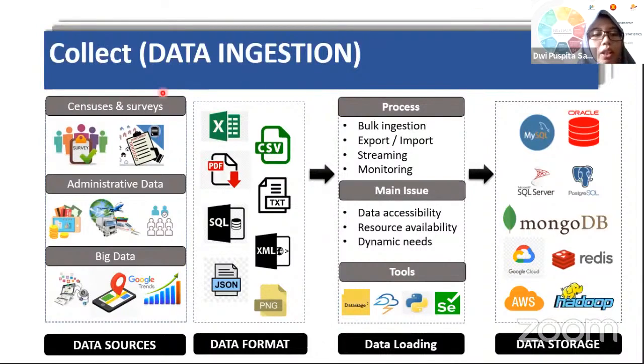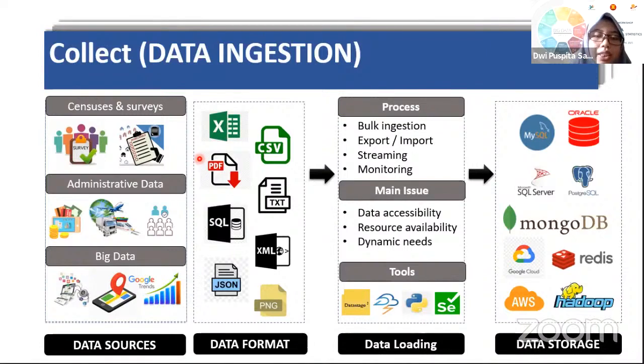For this example, the sources for data ingestion can be censuses and surveys, because we are the National Statistics Office, or administrative data, and finally big data. So why are census and surveys not considered big data? Because, as you know from the explanation on the first day, the characteristics of big data are basically volume, velocity, and variety.